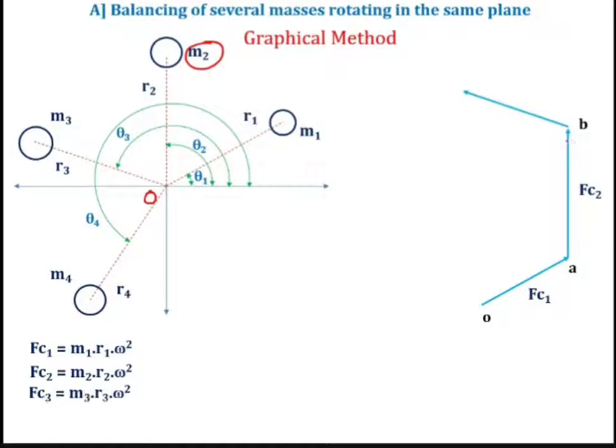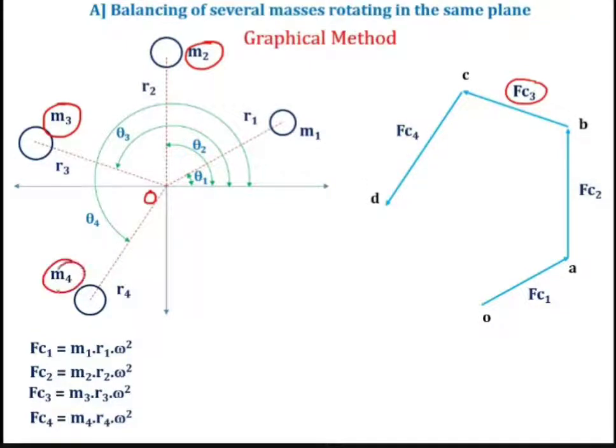Then next, calculate Fc3. What is Fc3? m3 r3 into omega square. Draw a vector BC parallel to line OM3, which will indicate the centrifugal force exerted by the mass m3, that is Fc3. Then calculate Fc4, m4 r4 omega square, and then draw a vector CD which is parallel to OM4.